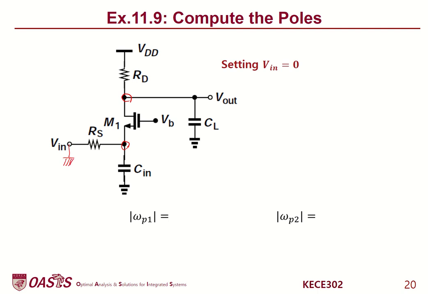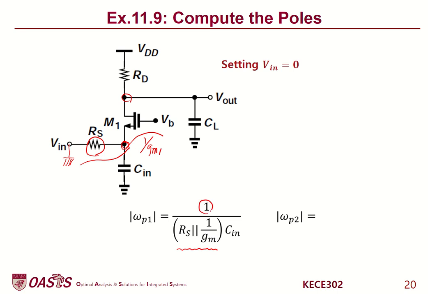And the pole number 1 can simply, you have RS, which is connected in parallel to 1 over GM1. So that's the reason we have the impedance RS in parallel to 1 over GM, and the capacitance connected to this node is C input. So 1 over RC will be its pole location.